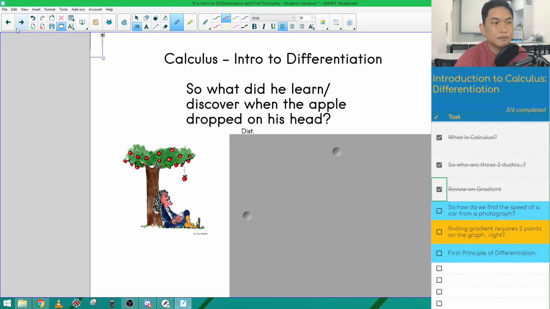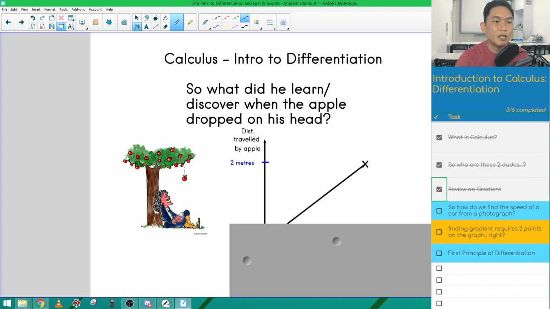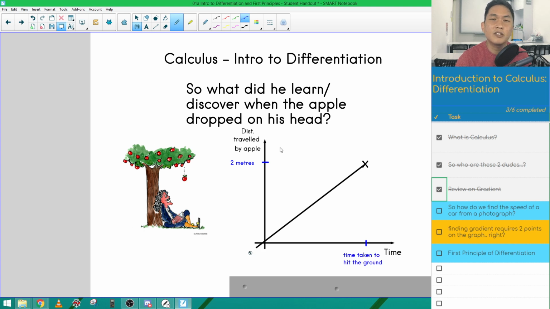So let's look at this. Let's imagine ourselves in the shoes of Sir Isaac Newton. Let's sit ourselves down below an apple tree, but instead of having the apple fall on our head, let's have it fall to the ground. Say the apple is 2 meters above the ground and it takes 1 second to hit the ground.